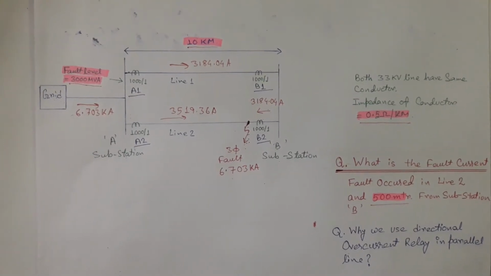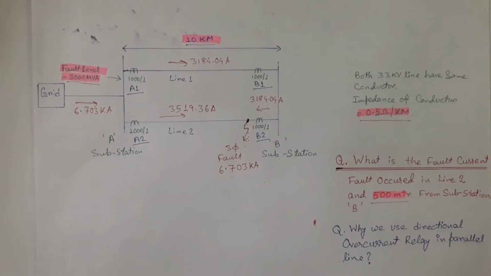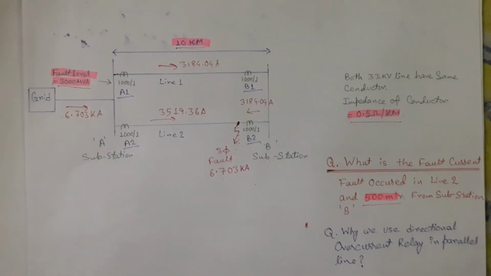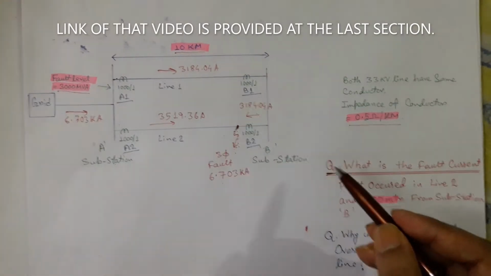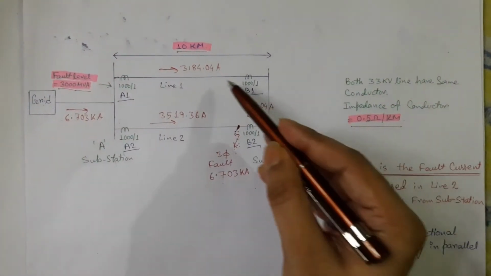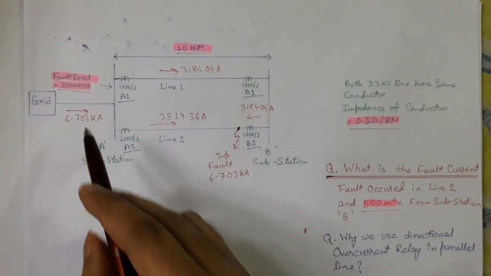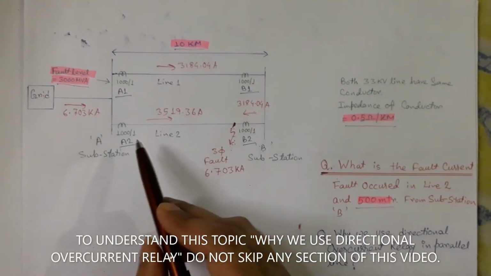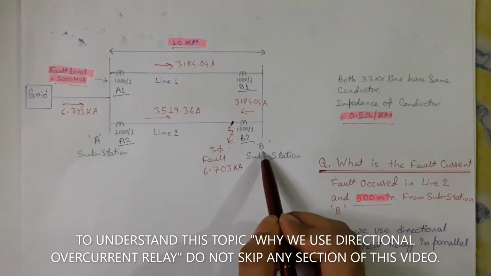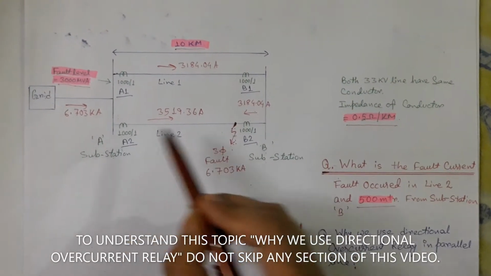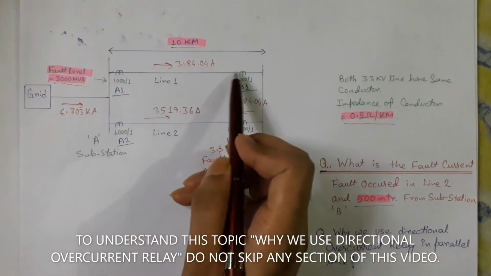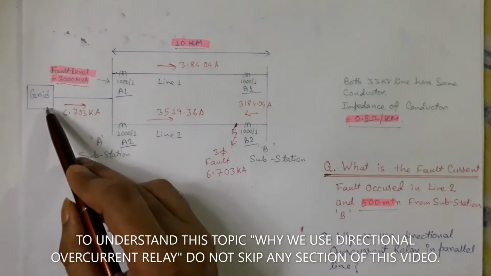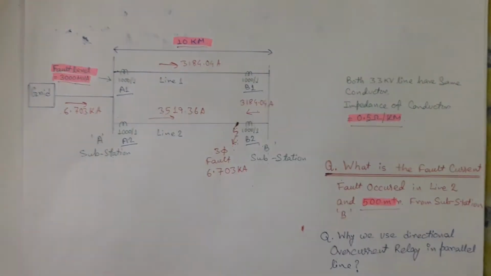In this video, we will discuss why directional overcurrent relays are used in parallel feeding circuit. In our previous video, we discussed how to calculate fault current and what is the distribution of fault current in 33 kV network. This is single line diagram of a 33 kV network which have two substations, substation A and B, and these two substations are connected by two parallel lines, and substation A is connected with grid or source.